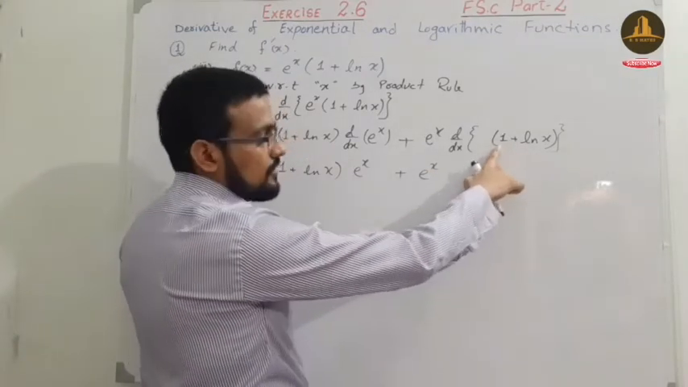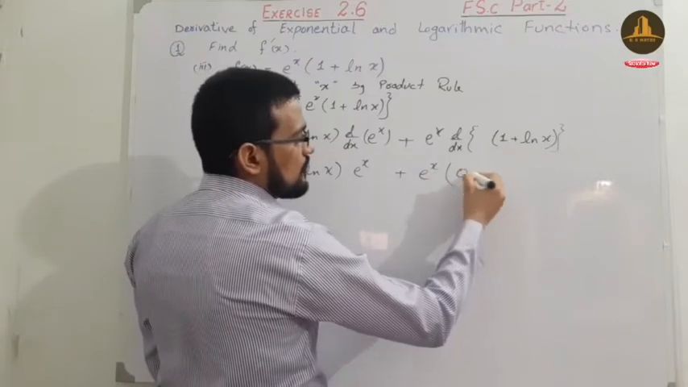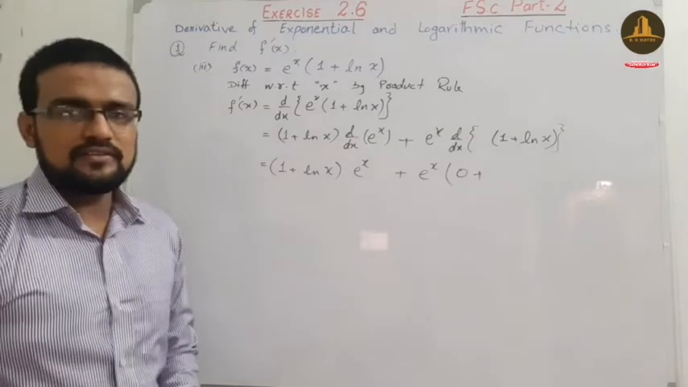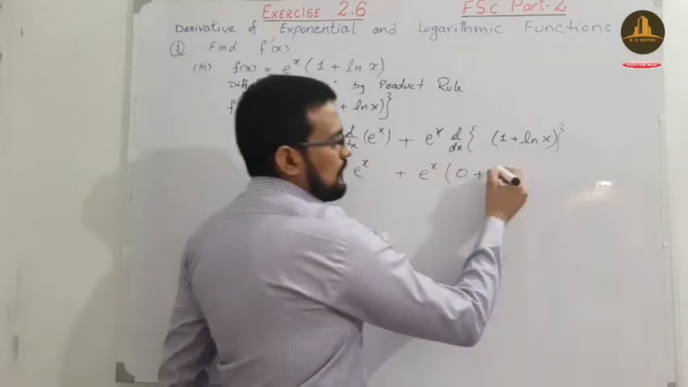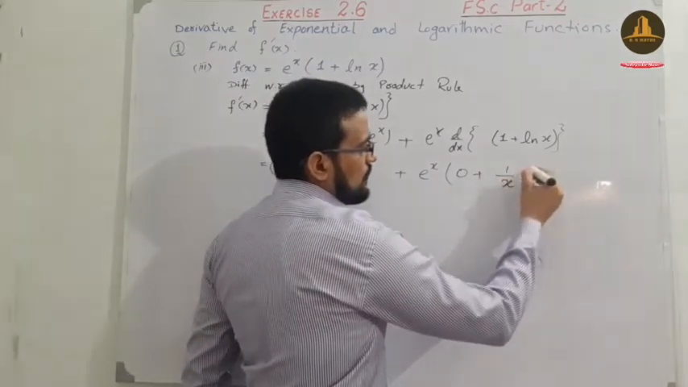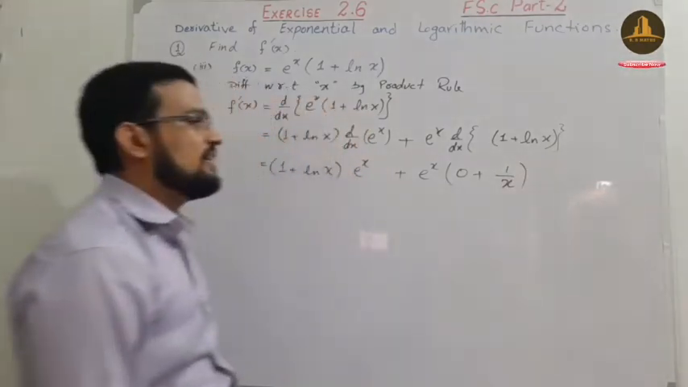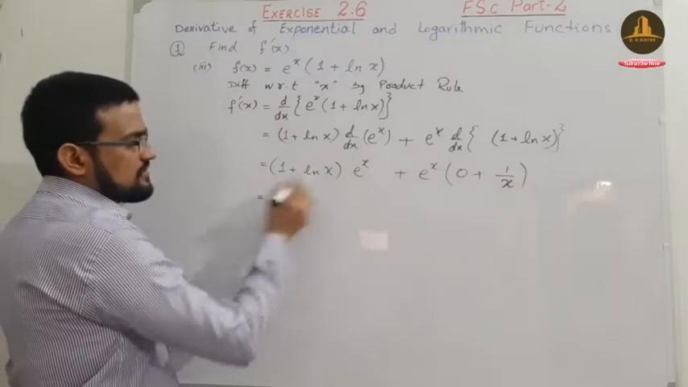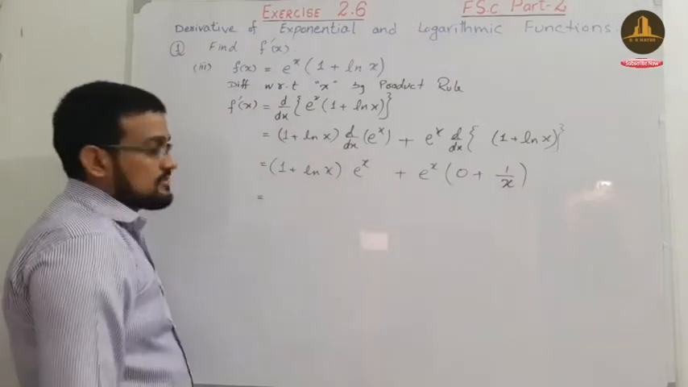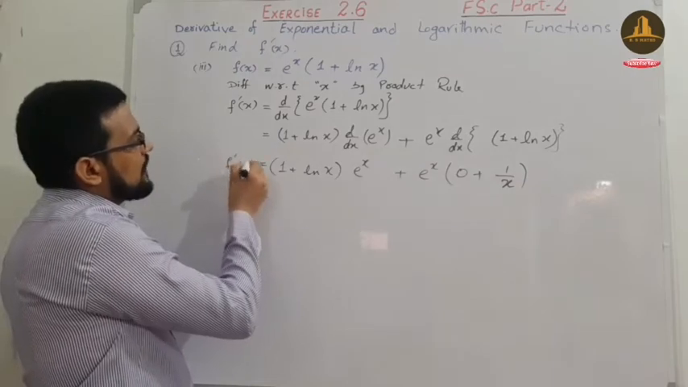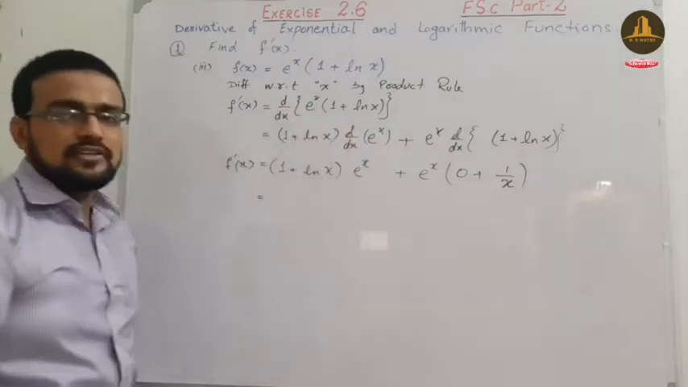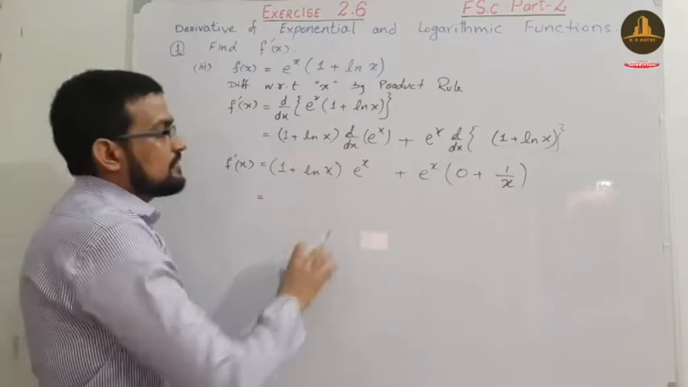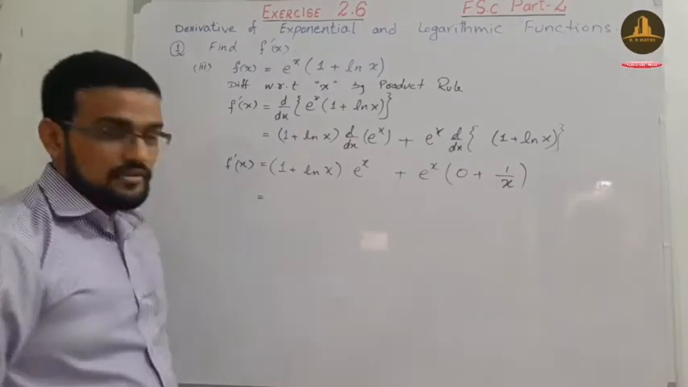Here, student, the derivative of 1 is 0, plus ln of x. The derivative of ln of x is 1 over x, it means 1 over the function, then the derivative of x, which is 1. Okay, students, then open the bracket and simplify, this is f prime of this function, then simplify it and find the final result of this question.